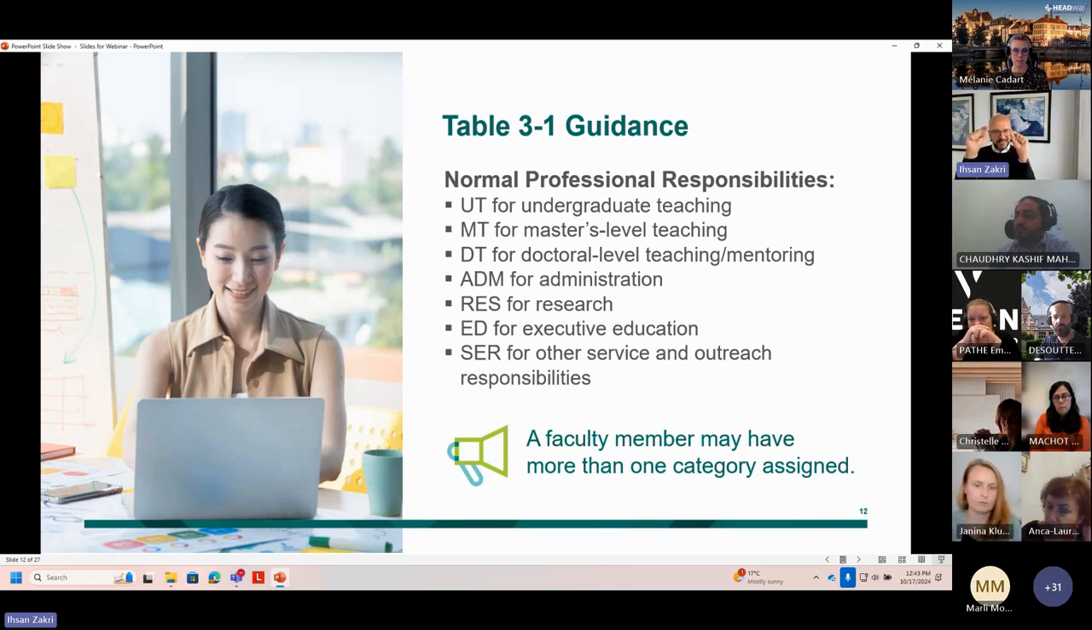Whatever represents them, you put the acronyms related to it. So it will be a UT, an ADM, and SER probably. Just put all these acronyms to the individual, and every individual should have this highlighted for them.